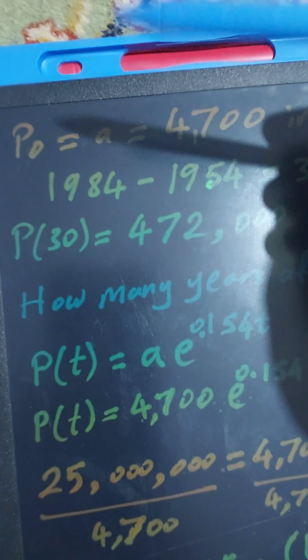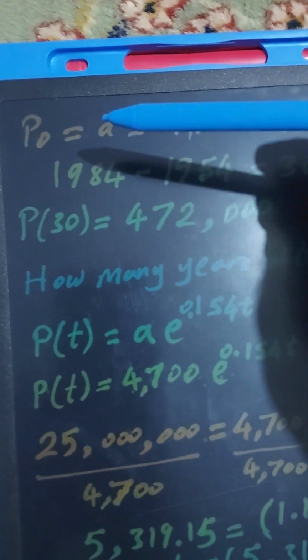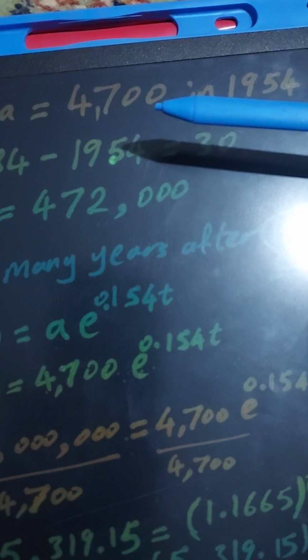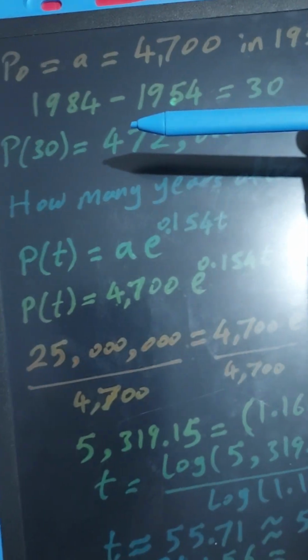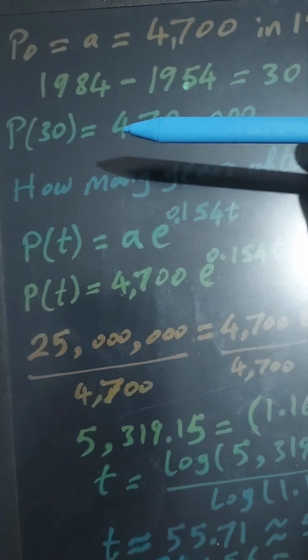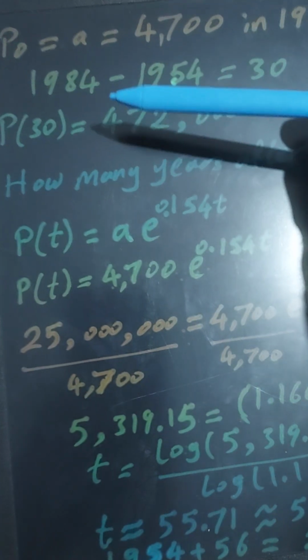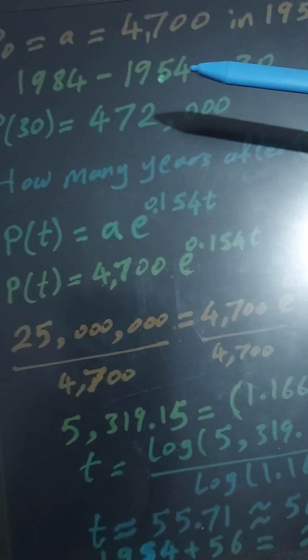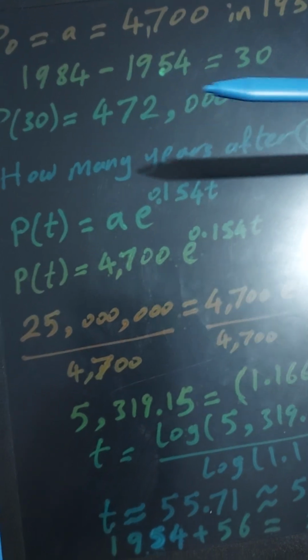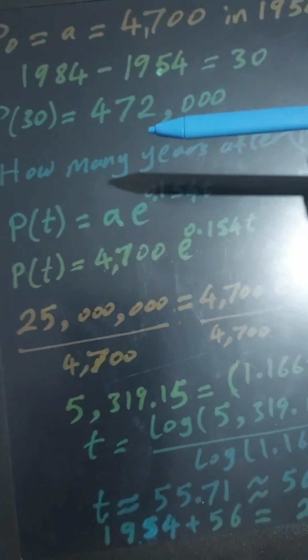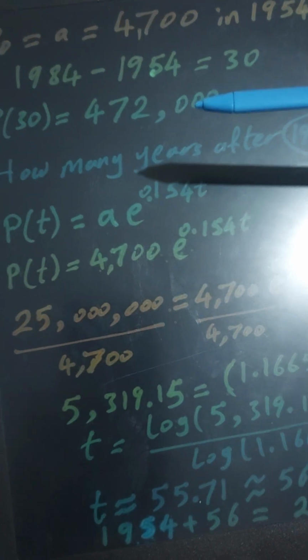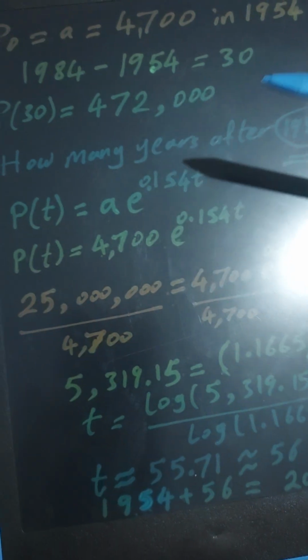By giving this information, we know as a fact we have the initial value P0 equal to A, which is 4,700 in 1954. And the second value, 1984 minus 1954, gives us 30 years. That means P30 equals 472,000. That's the information from the question.